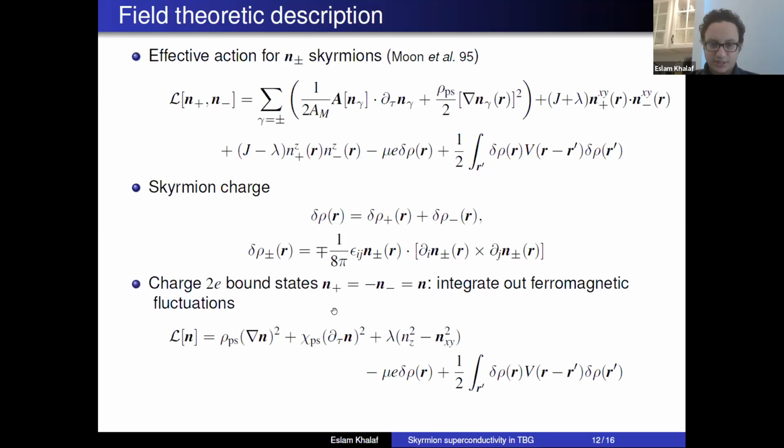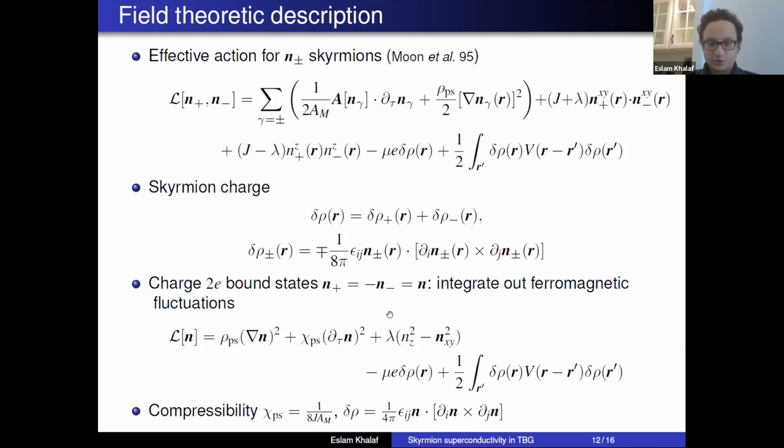The objects we're interested in are charge 2e bound states forming from antiferromagnetically aligning n plus and n minus, which means that to get their effective theory, we should integrate out the ferromagnetic fluctuations, the pieces of n plus and n minus which are not antiferromagnetically aligned. In this case, we get the following effective action, whose main difference is that instead of the linear derivative term, we now get a quadratic time derivative term, whose prefactor is proportional to 1 over J. So J is the mass of the ferromagnetic modes, and the compressibility of this insulating phase would be proportional to 1 over J.